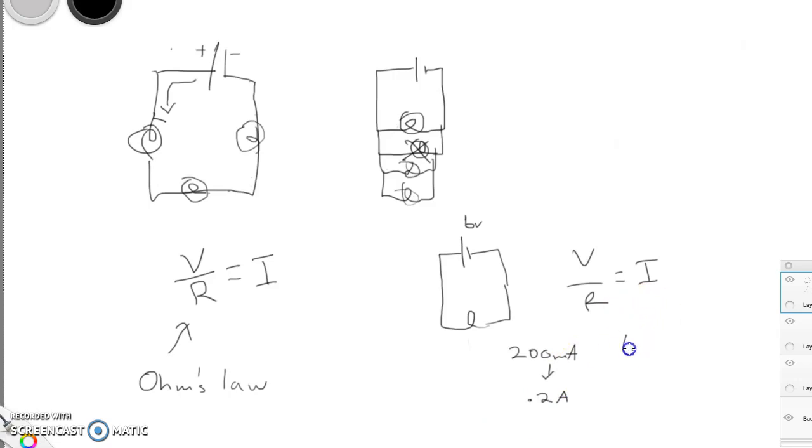So if I have a voltage of 6 volts, and I want to know how much resistance I need to limit the current to 0.2 amps, well, to solve this, I'm going to swap these around. So 6 volts over 0.2 amps would give me a resistance. 6 over 0.2 would give us 30 ohms of resistance. Okay, so we would need 30 ohms of resistance if we want to limit the current to 200 milliamps.